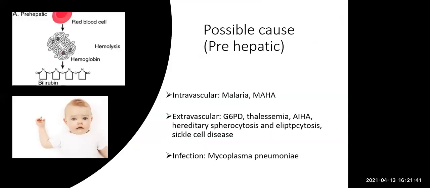So these are the possible causes of pre-hepatic jaundice, which include intravascular, for example, like malaria, or in microangiopathic hemolytic anemia, where hemolysis occurs due to abnormal blood vessels. For extravascular cause, for example, like G6PD, like Dayang mentioned just now, thalassemia, autoimmune hemolytic anemia, hereditary spherocytosis, erythrocytosis, and also sickle cell disease. For infection, like Mycoplasma pneumonia.